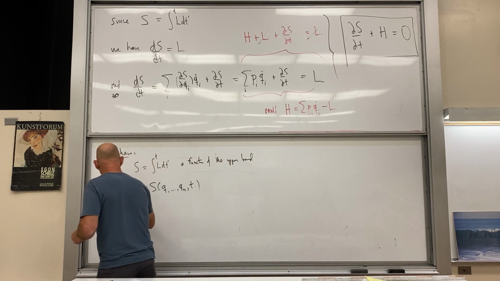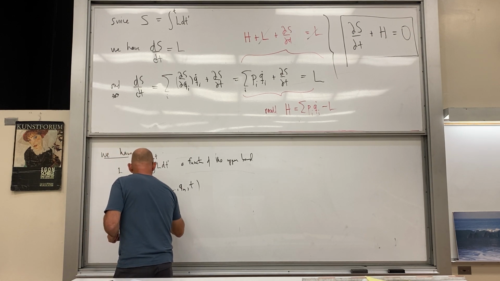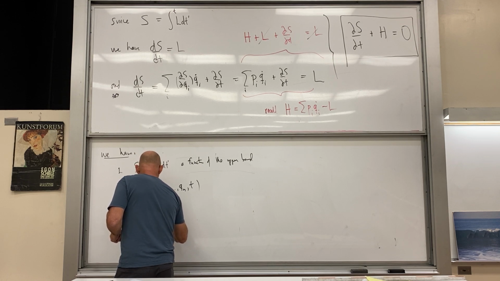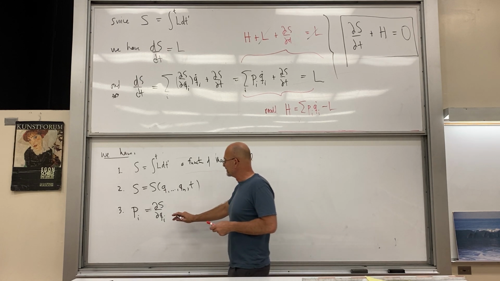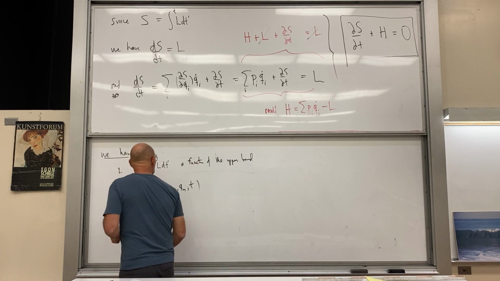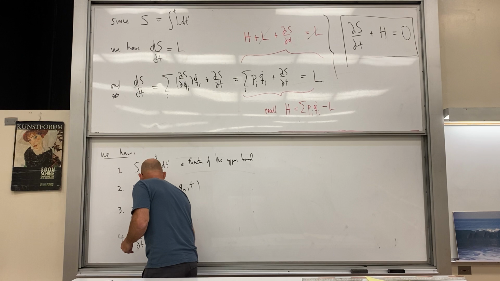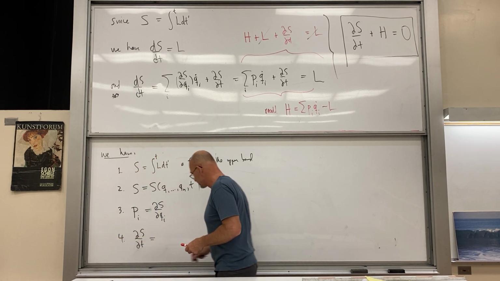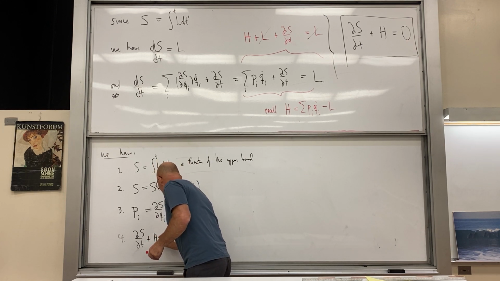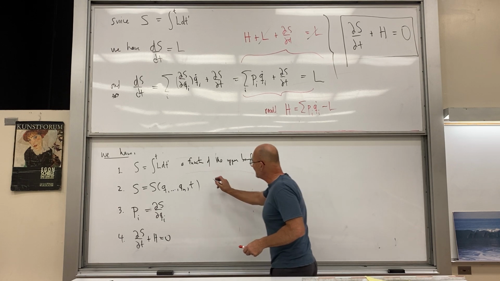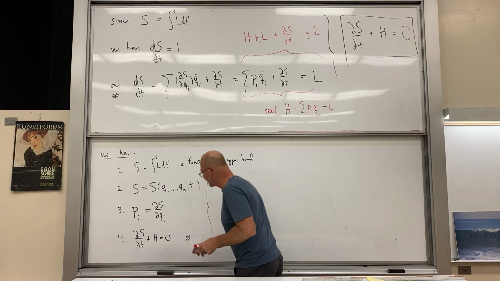And then we have p sub i equals dS/dq sub i, that relation that we found. And the last thing is our equation up there, dS/dt plus H equals 0. We'll leave it that way, plus H equals 0. So you can combine these things here to look at this new equation in the following sense.